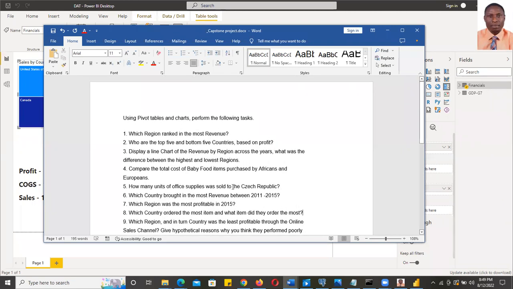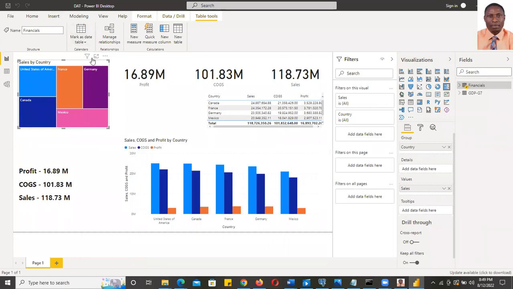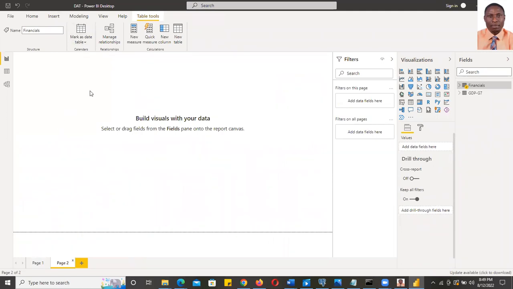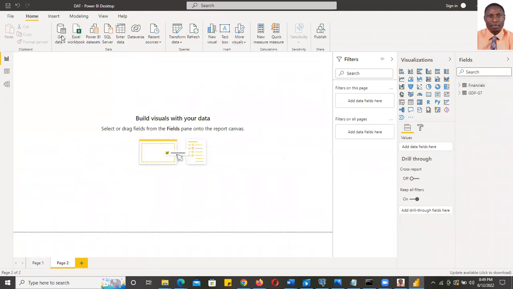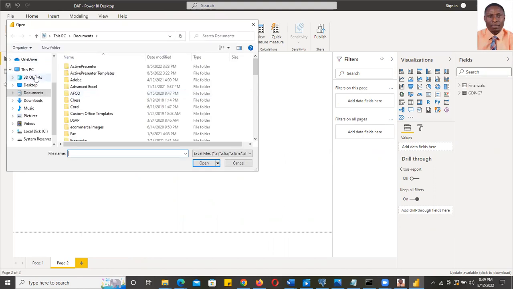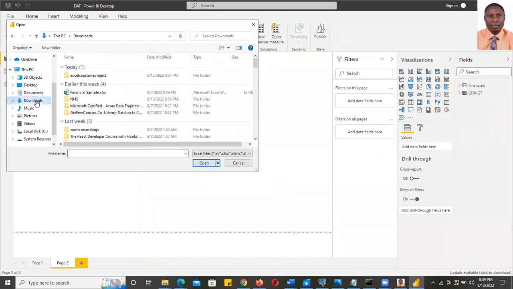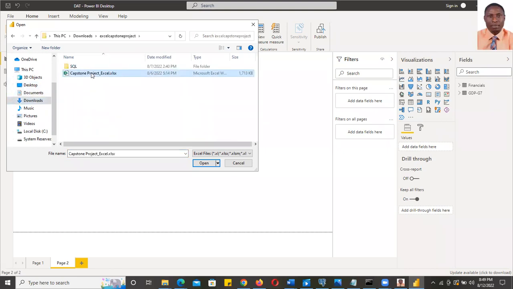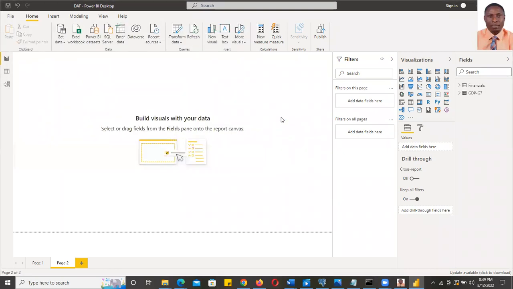So I'll be bringing in the data set to solve this question. So the data set, it's in, okay, let me just open new page. We go to home, then the data set is in Excel. So I'm going to click Excel workbook to bring in my data set. It's from my local machine. So I'll be bringing it in. I think I have it here. Okay, yes. So I'm loading it.